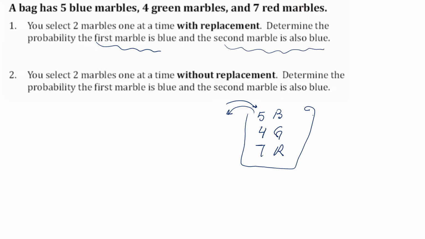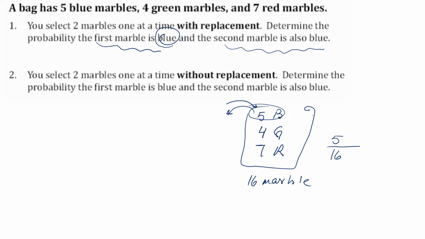Now remember that you are replacing the marbles. Now there are two ways to solve this question. The easiest way is: what is the probability of getting the blue marble? There are in total 5 blue marbles, so the probability of getting a blue marble is 5 out of how many total? The total is 16 marbles. So out of the 16 marbles, there is a chance of getting 5.